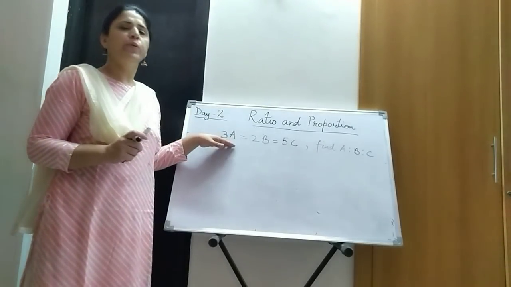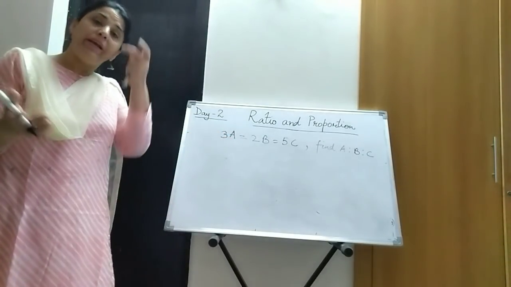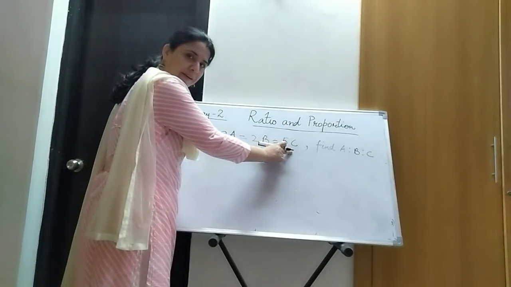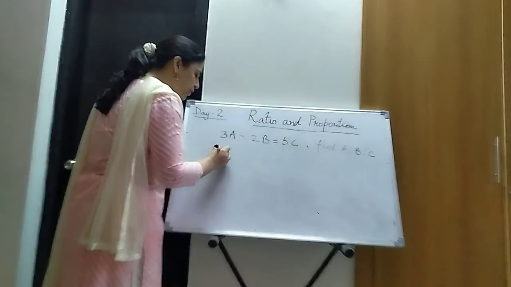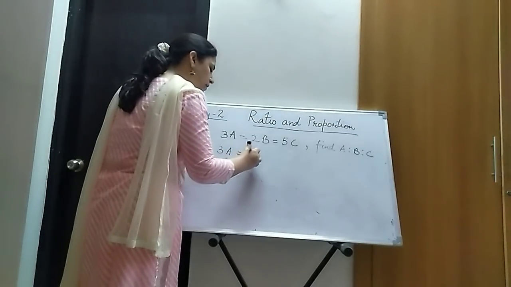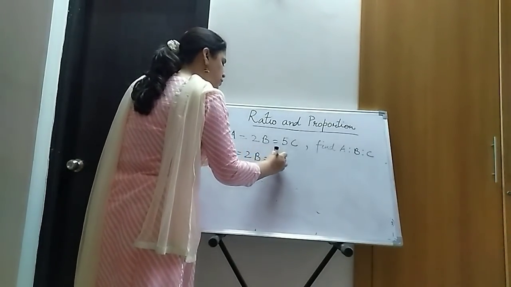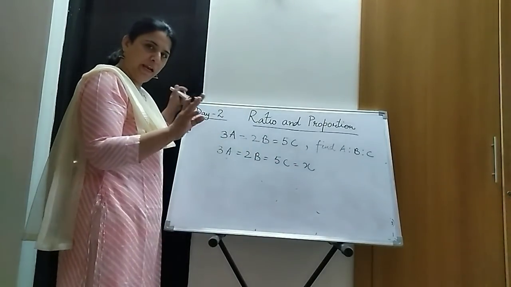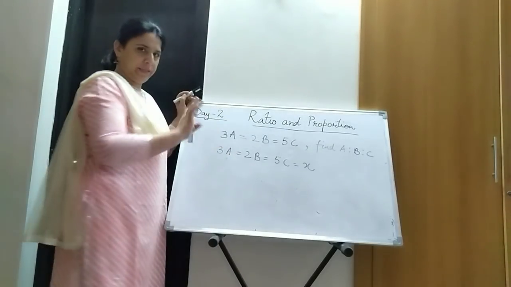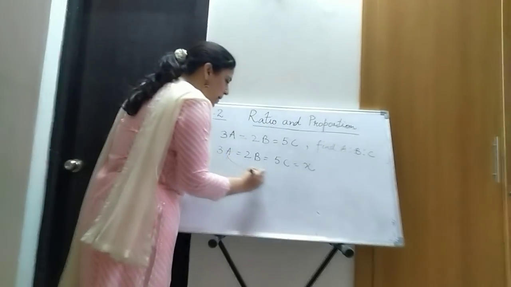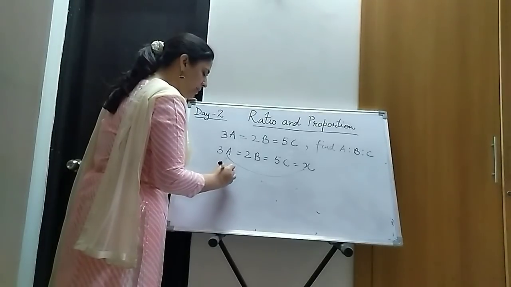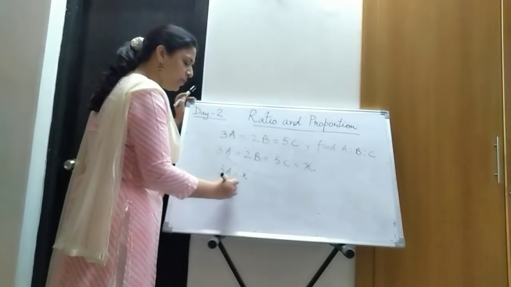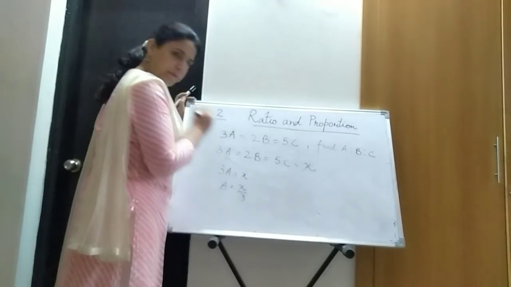Now what we will do in this case, we have to find A is to B is to C. So we can write these three as equal. Let 3A is equal to 2B is equal to 5C is equal to X, or K, whatever you want, any variable. All are equal to X. When you compare this, 3A becomes equal to X, so A becomes equal to X upon 3.